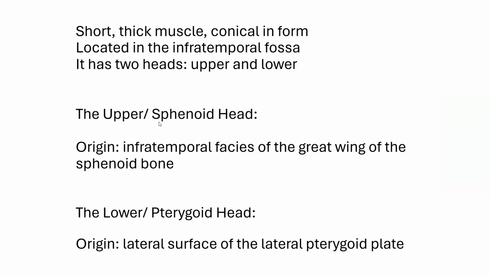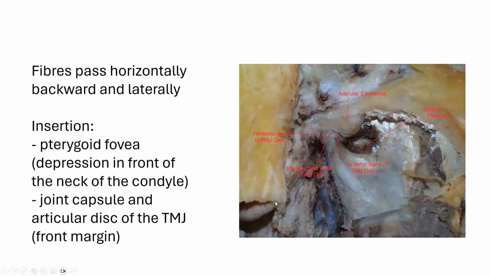So the upper head, which we also call the sphenoid head, has its origin from the infratemporal surface of the greater wing of the sphenoid bone, and the lower one, which we call the pterygoid head, has its origin from the lateral surface of the lateral pterygoid plate. That's why it is named pterygoid.